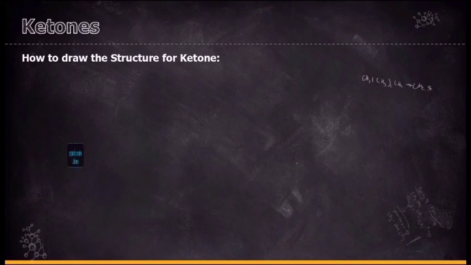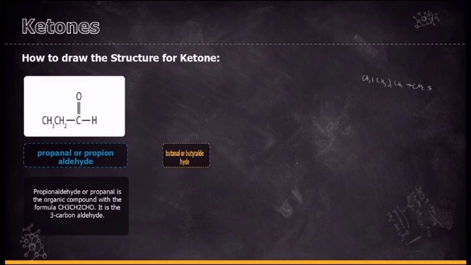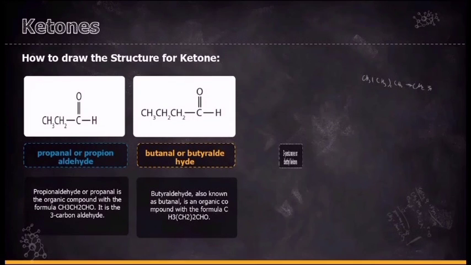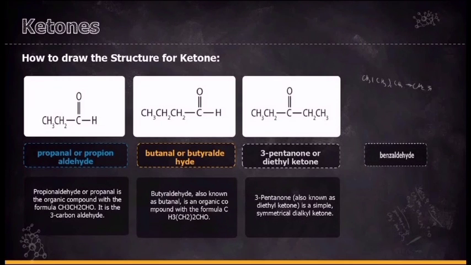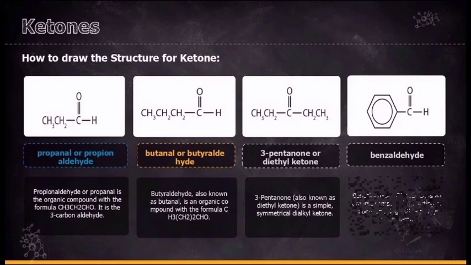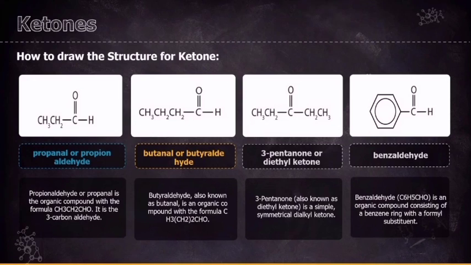Now, let's proceed to how to draw the structure for ketone. Examples: propanal or propionaldehyde. Propionaldehyde or propanal is the organic compound with the formula CH3CH2CHO. It is the 3-carbon aldehyde. It is a colorless, flammable liquid with a slightly fruity odor. It is produced on a large scale industrially.